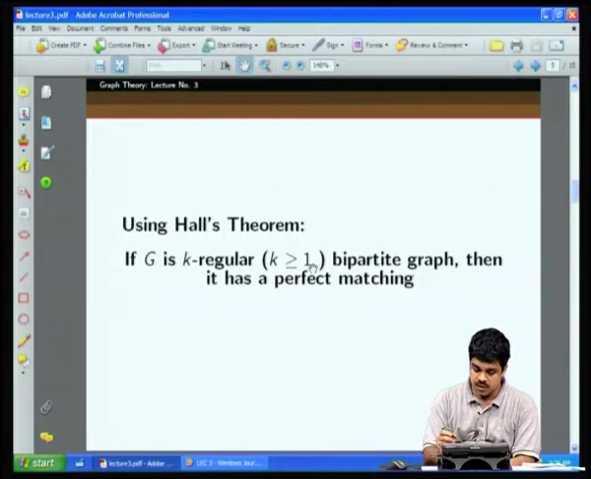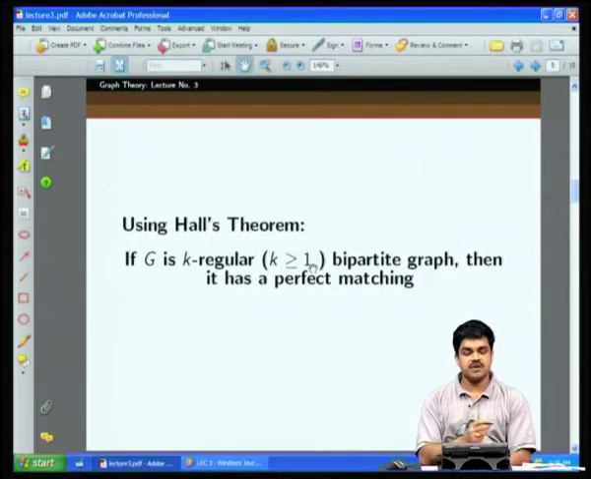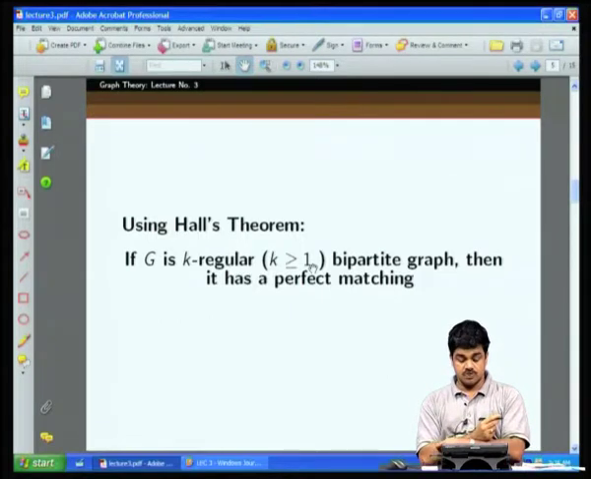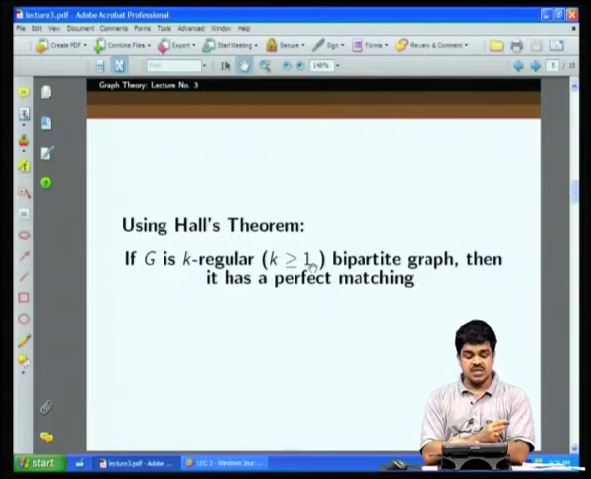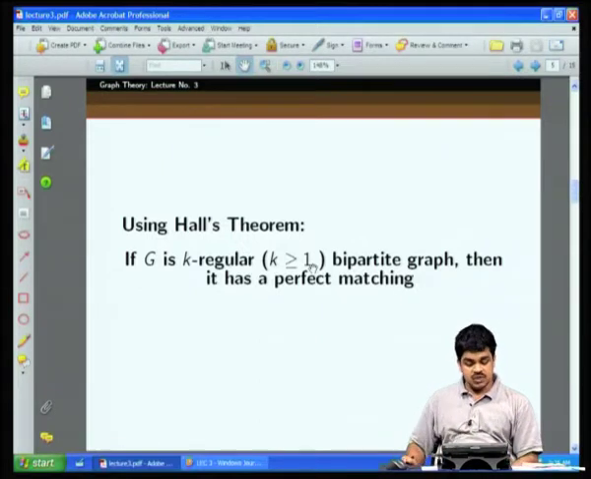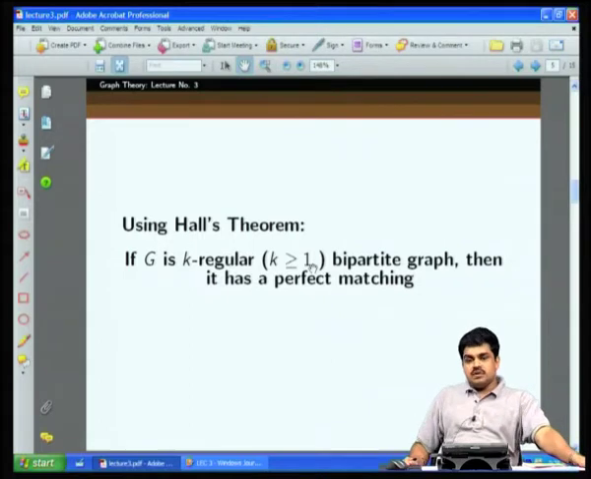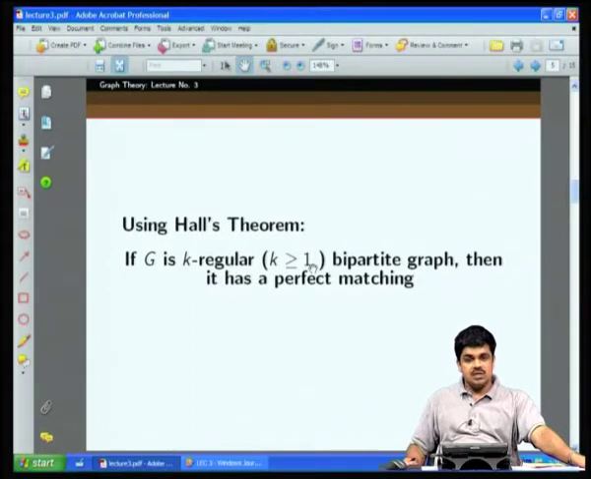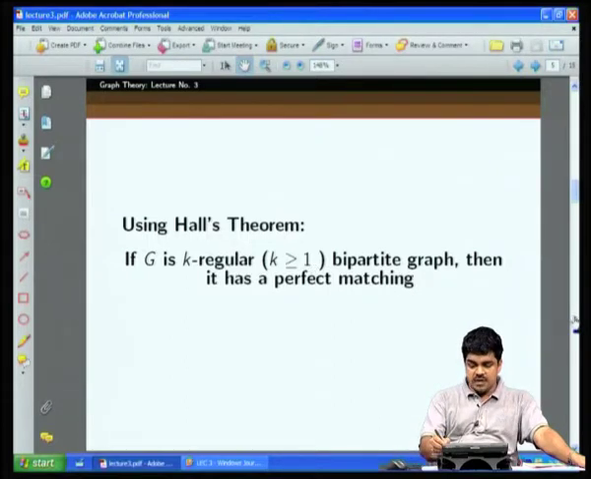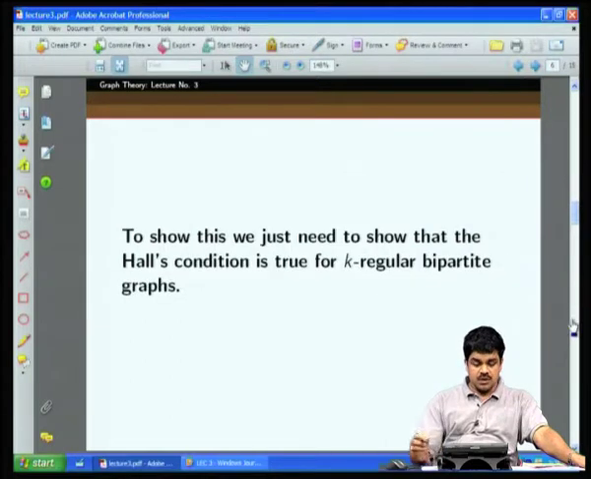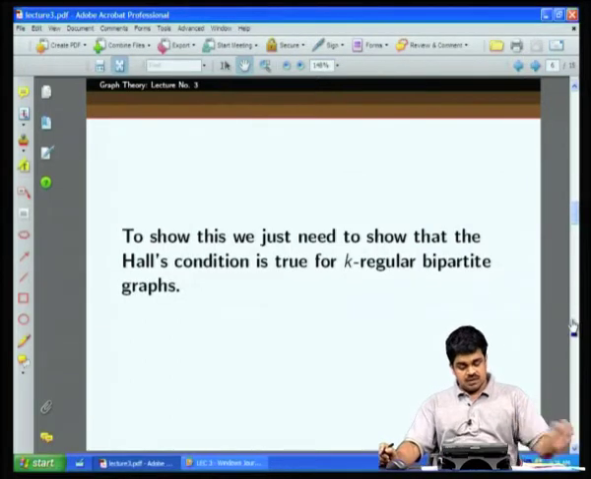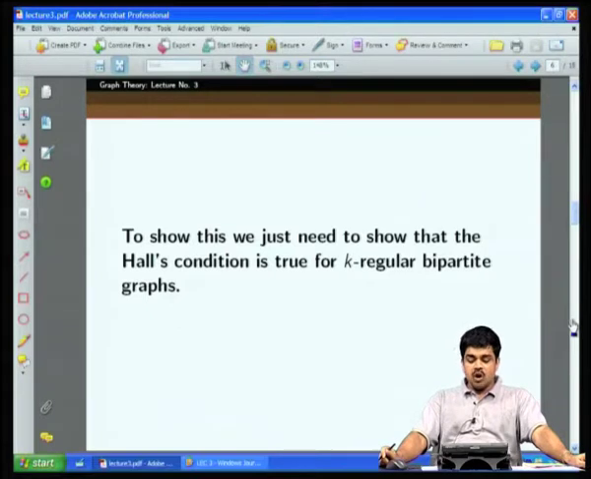What I meant to say is, if k was equal to 0, then definitely there will not be a perfect matching. So, if k is greater than or equal to 1, we want to say that there is a perfect matching. How do I show that? If we want to apply Hall's theorem, it is very easy to see that what we have to show is that Hall's condition is true for any k-regular bipartite graph. If Hall's condition is true, automatically there will be a perfect matching. That is what Hall's theorem tells us.